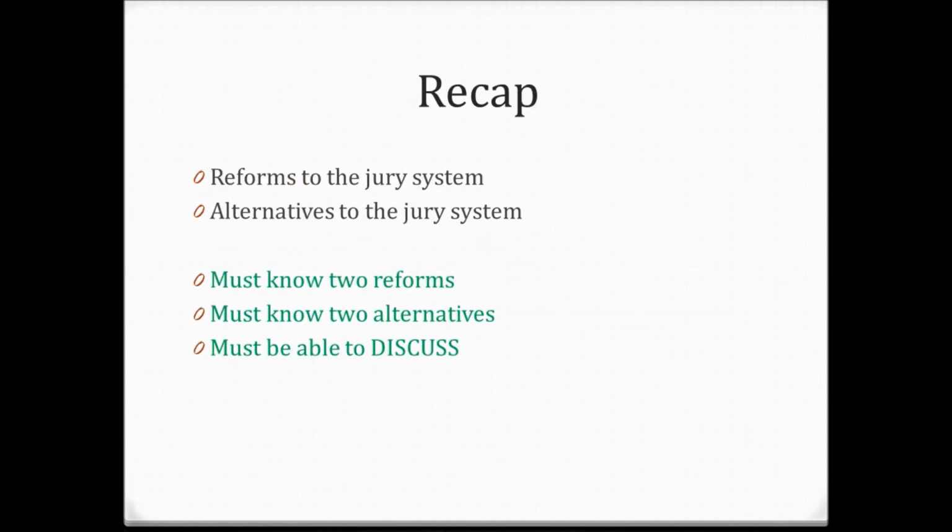Just to recap, again, you need to know possible reforms and alternatives to the jury system. You must know 2 reforms, you must know 2 alternatives, and you must be able to discuss each of them. You must be able to say why the reforms or alternatives would improve the jury system and also why they wouldn't be so good. And that's it.